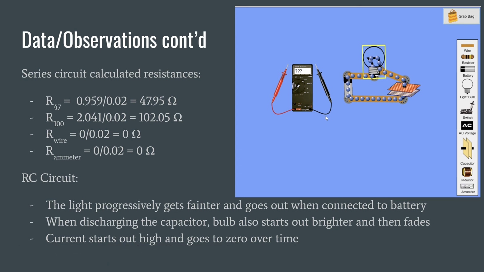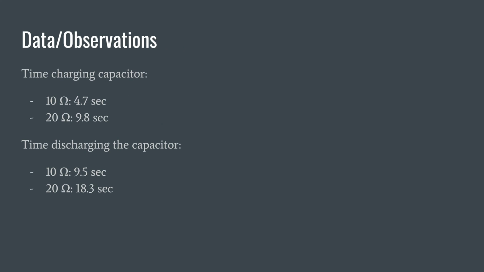My observations were that when this circuit is started with the capacitor initially uncharged, the light starts out very bright in the light bulb and eventually dims and fades out. The same thing happens when the battery is removed and the capacitor is discharged. In both situations, the current will start out at its highest value and then decrease to 0 as the charges stop moving. It took about 4.7 seconds to charge the capacitor with the 10 ohm resistor and 9.8 seconds with the 20 ohm resistor. To discharge, it took about 9.5 seconds with the 10 ohm resistor and 18.3 seconds with the 20 ohm resistor.